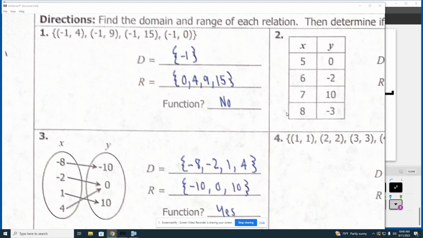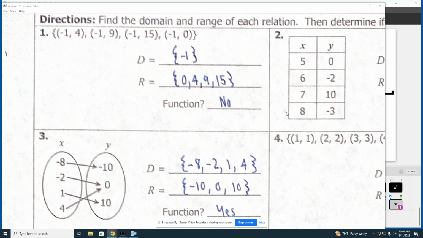All right, so let's go through this pretty quickly. Most of it was really, really simple because all you had to do was name your domain and range and then state whether or not it was a what? A function. A function.